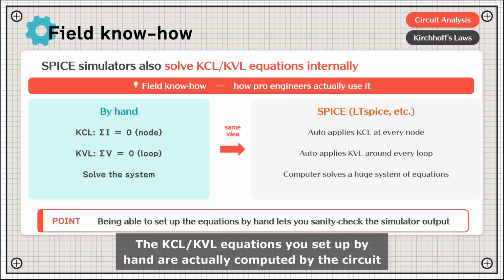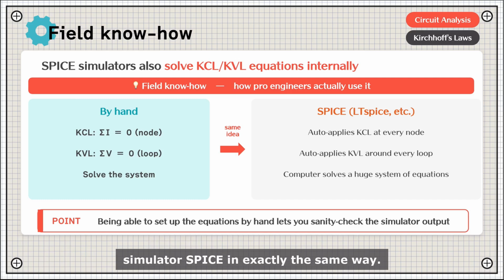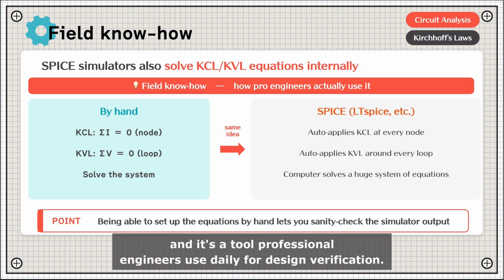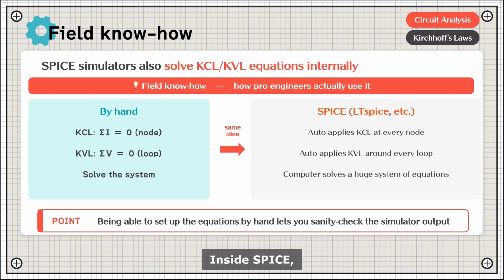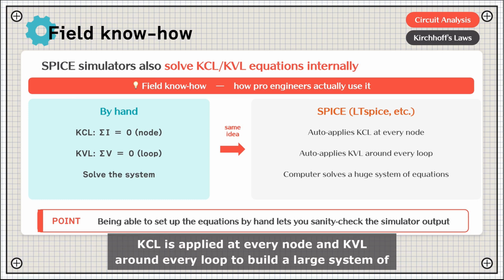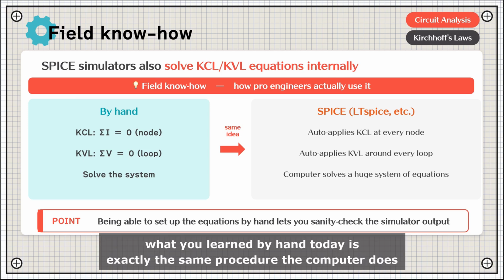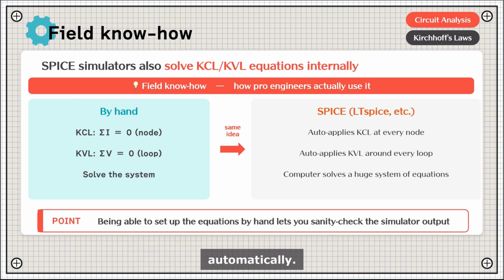The KCL/KVL equations you set up by hand are actually computed by the circuit simulator SPICE in exactly the same way. SPICE is used in software like LT-SPICE and Multisim, and it's a tool professional engineers use daily for design verification. Inside SPICE, KCL is applied at every node and KVL around every loop to build a large system of equations which the computer solves in an instant. In other words, what you learned by hand today is exactly the same procedure the computer does automatically.